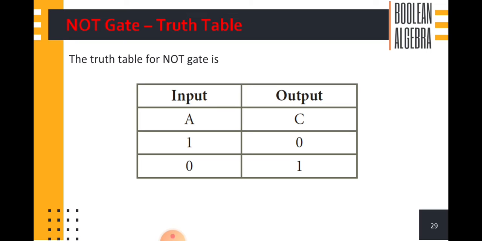Now you can see the truth table. For input A of 1 or 0, we get the output C. That is, if we give input as 1 we get the output 0, or if we give input as 0 we get the output 1, that is, the opposite symbols are obtained as output.